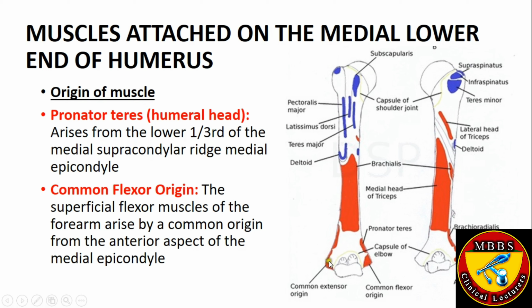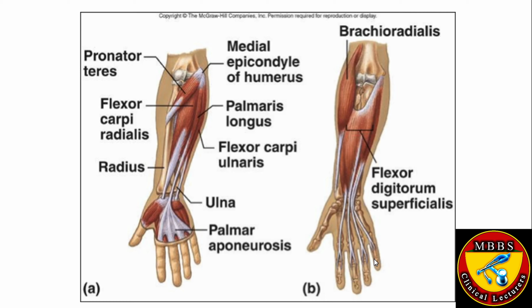So here was the common extensor origin on the lateral side, and on the medial side is the common flexor origin. You can see the flexor carpi radialis, palmaris longus, flexor carpi ulnaris, right? This is the common point of origin. So pronator teres, flexor carpi radialis, palmaris longus, flexor carpi ulnaris.